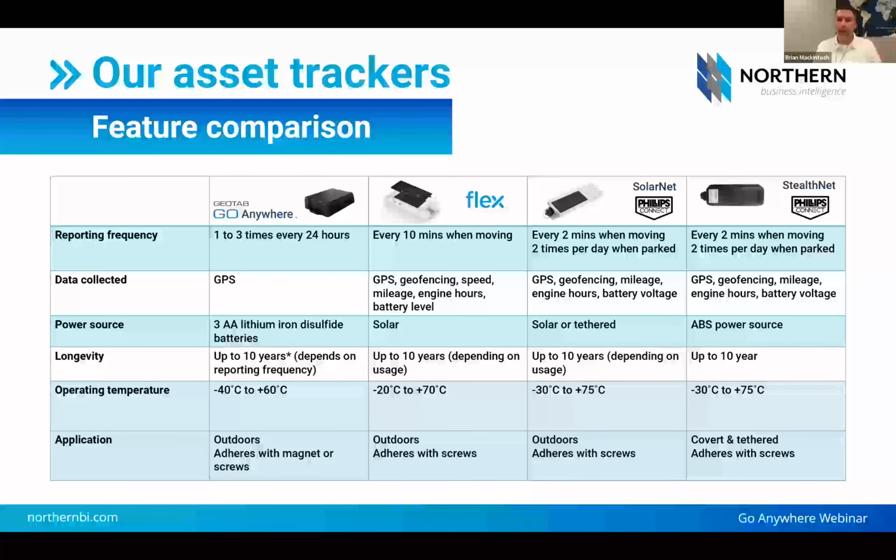Both the Flex and the SolarNet products will report at a different level based on their battery life, and basically provide what I would call a higher level of accuracy on both the operating time and the distance traveled. So we see these asset trackers used a lot, in particular with clients who have trailers and want to see regular information on their trailers: where they are, how often they are being used, operational time, and so forth. And lastly, the StealthNet is a product that we've seen used by clients.